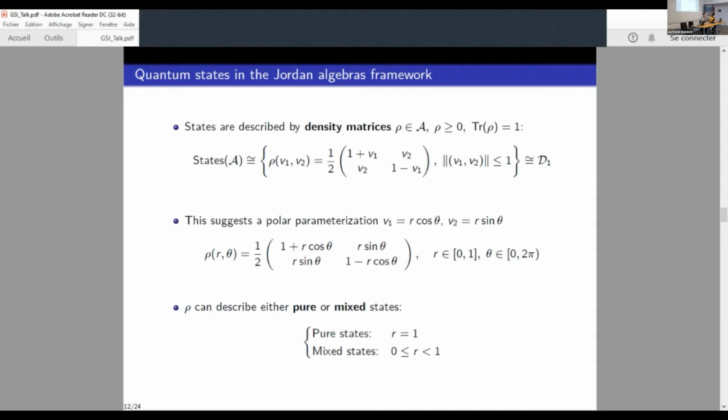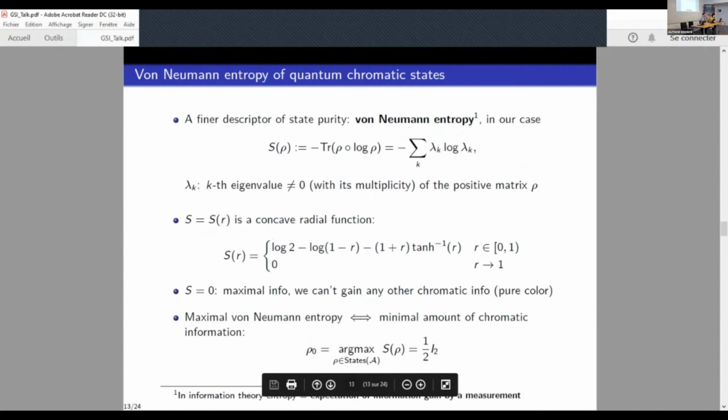And when r is equal to 1, we obtain pure states. And when r is between 0 included and 1 excluded, we have mixed states. And of course, as you know, a finer description of state purity is given by the von Neumann entropy. In our case, the von Neumann entropy can be written like this.